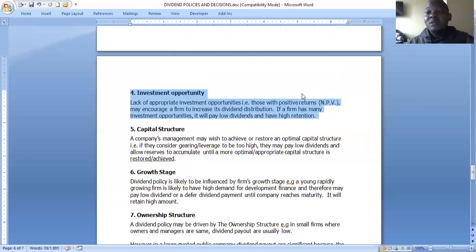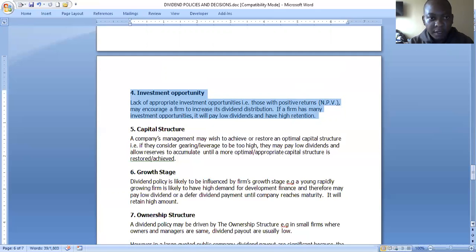So rather than the business going to borrow from the bank or going to the stock market and trying to plead with the public to buy its shares, it would rather invest easily through retained earnings. So when there are investment opportunities, the business may not pay dividends.